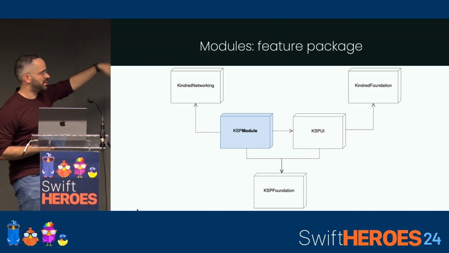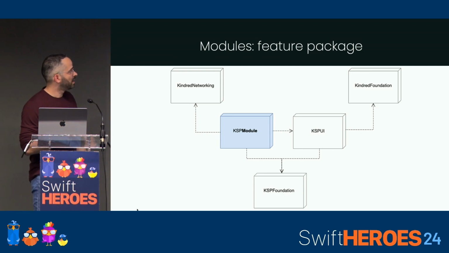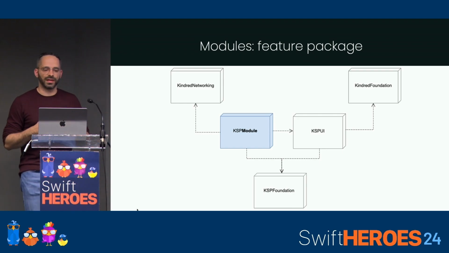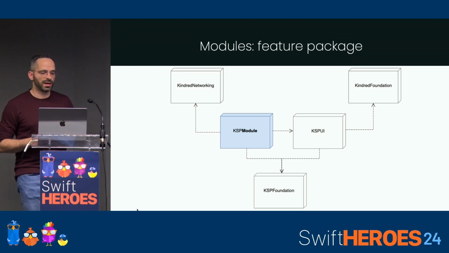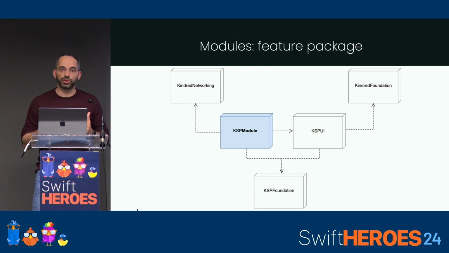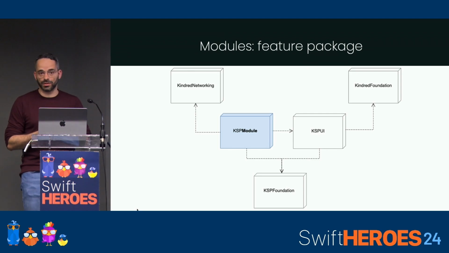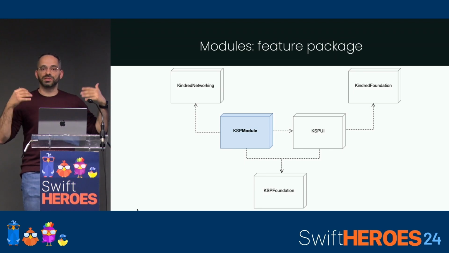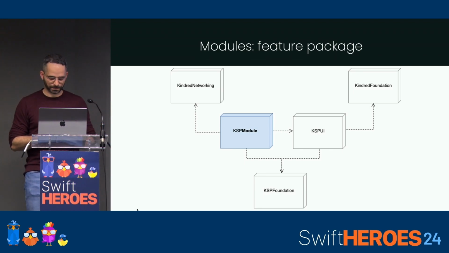In our case, these are some libraries that we have as part of the company, like Kindred Networking and Kindred Foundation, that contain stuff that pretty much all our apps use. But the module is located right here, and it uses these dependencies through public APIs, and it doesn't depend directly on those, even though sometimes it's very hard to do this. You should ask those libraries to inject whatever you need from them.